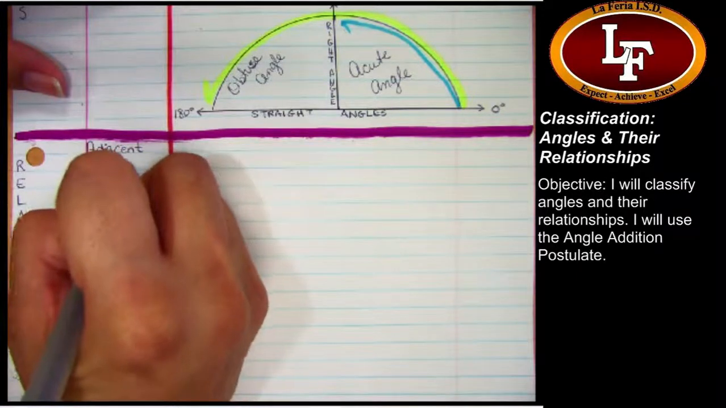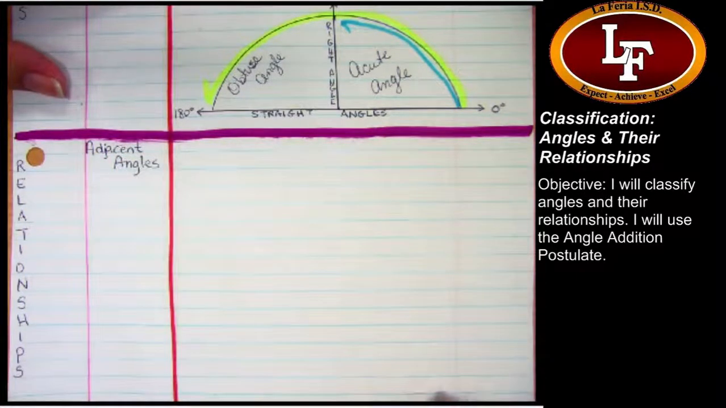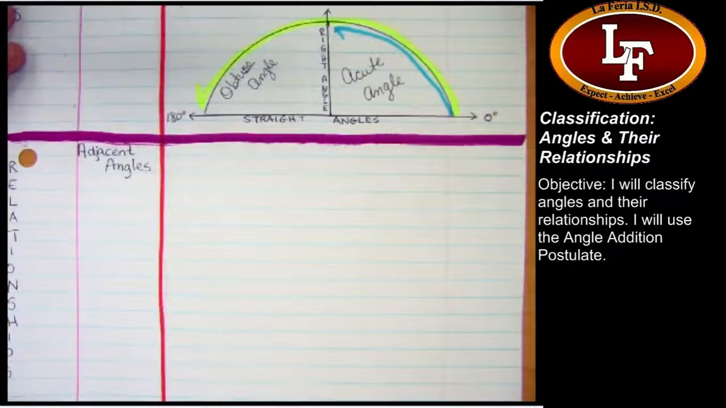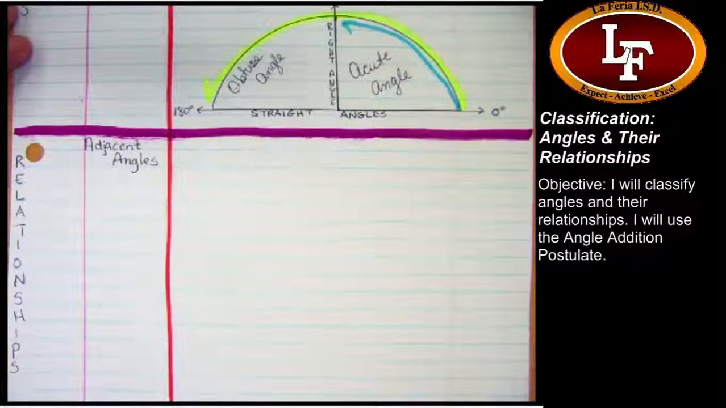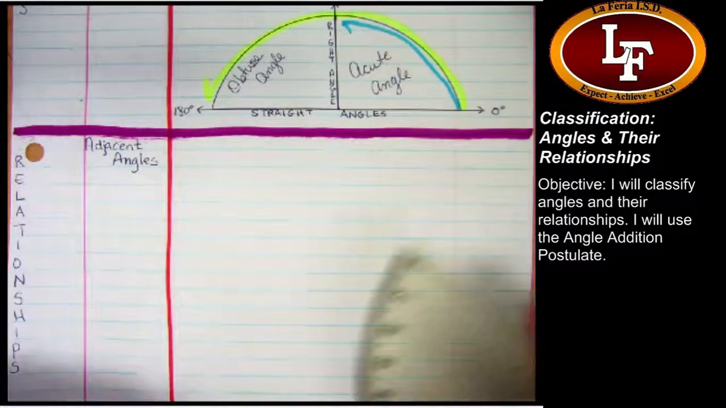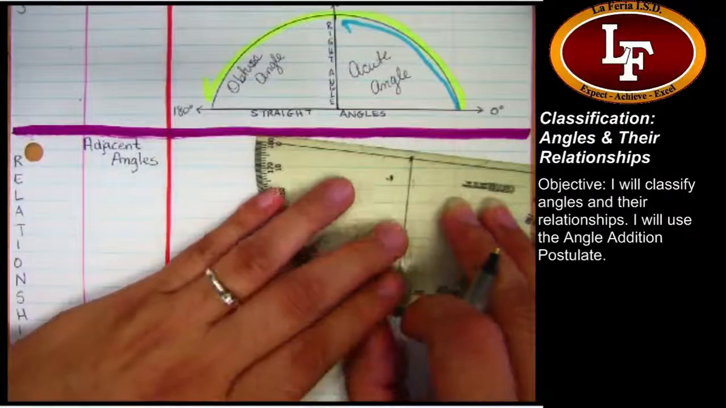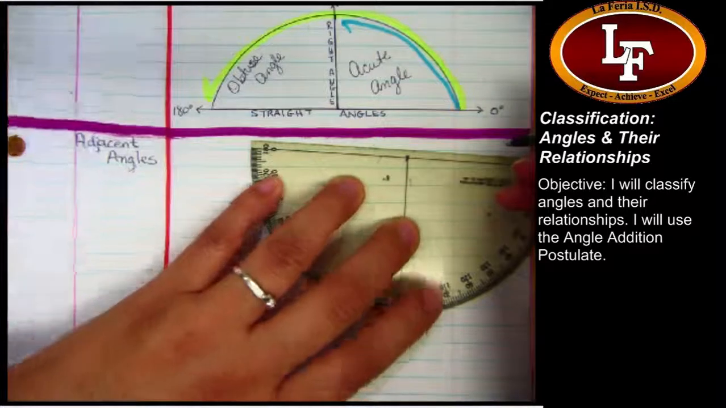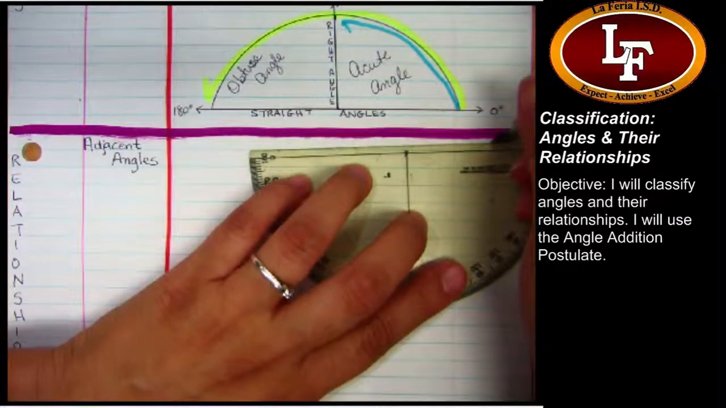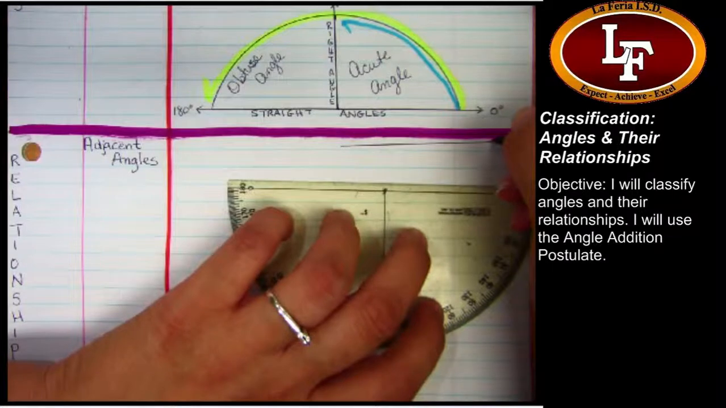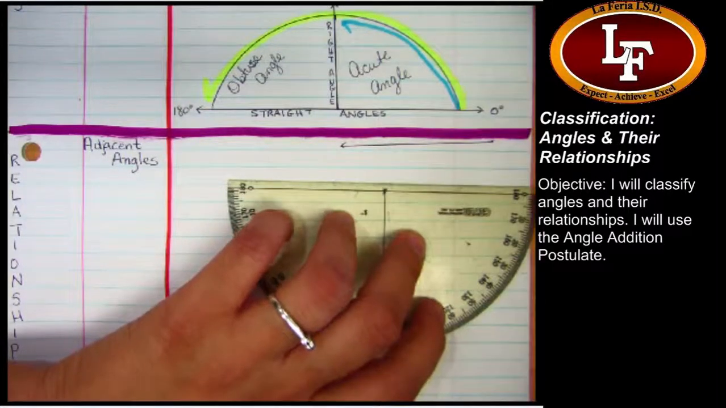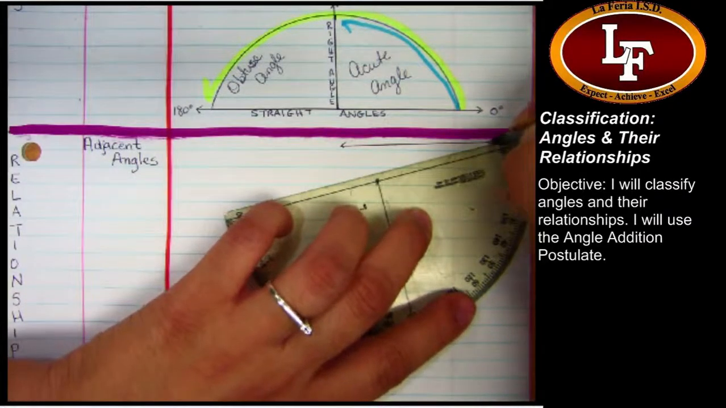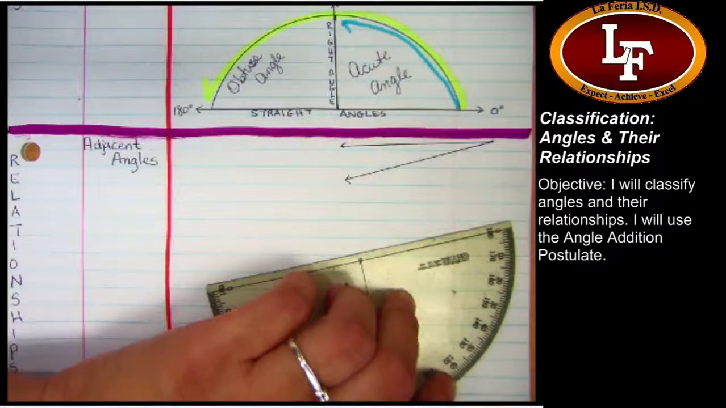Adjacent angles is the first relationship I'd like to talk about with our angles. So I'm going to take a protractor or straight edge. Since we're using protractors, you can use the straight part of the protractor. And I'm going to draw some rays. So here's one ray. I'm going to make this my endpoint and this my other. I need angles though, so I'm going to use the same vertex and draw another ray.